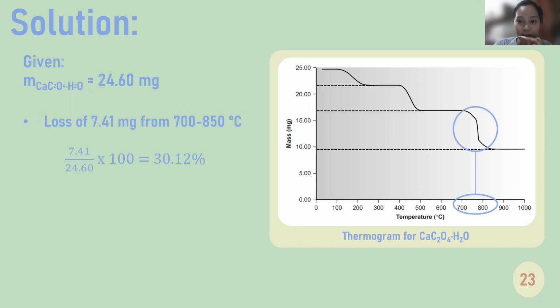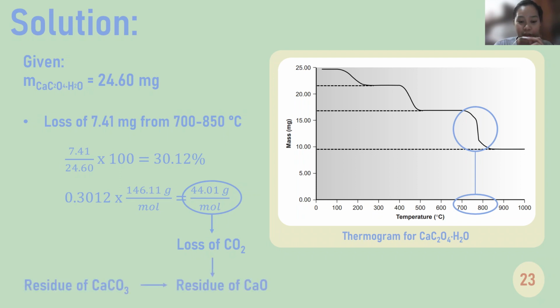A molar mass of 44.01 gram per mole can be calculated using the percentage. This value corresponds to the molar mass of carbon dioxide, and thus we will consider it as our gas product. Following the steps earlier, we will get a residue of calcium oxide.